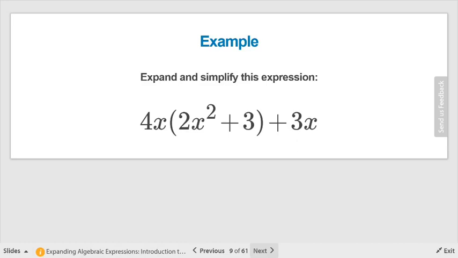Okay, here we go. So first thing, the order of operations tells me I have to always look for what first?